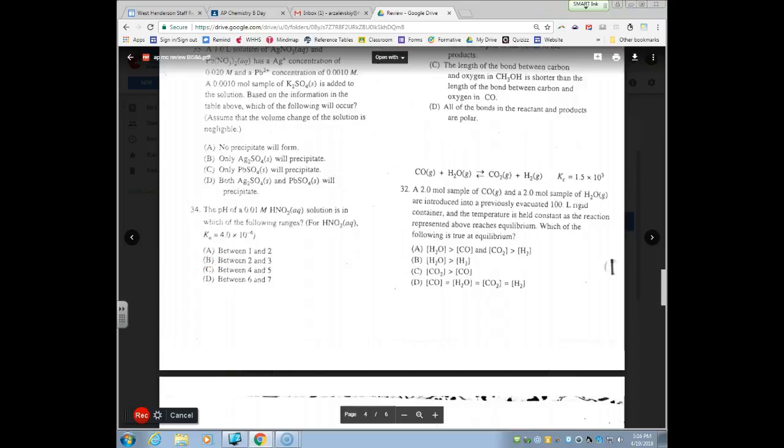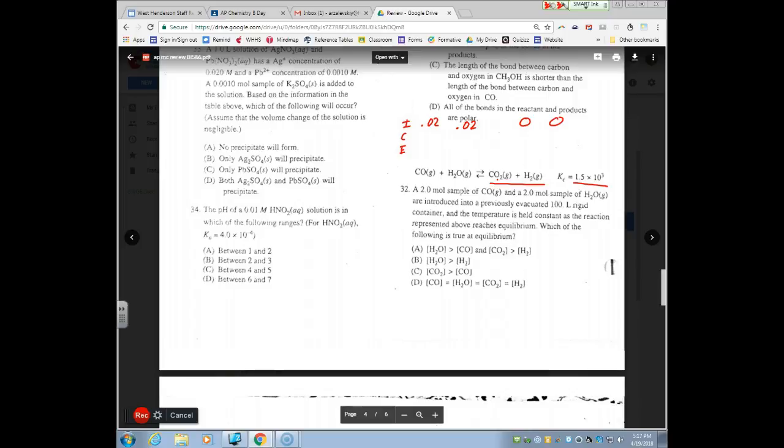All right, then we have number 32. In this case, you have to pay attention to this K. This is a huge K. That means we're going to have a whole lot of our products over here. Way more products than reactants. And if you think about an ICE box, and I'll just write it up here, we're going to have a certain amount of this. We got 2 moles, so for our molarity, it is going to be 0.02 and 0.02 initially, and you're going to have none of this.